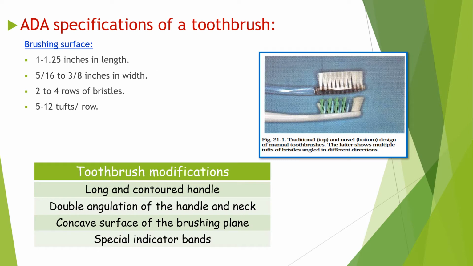It should be 1.25 inches in length, 5/16 to 3/8 inches in width, 2 to 4 rows of bristles, 5 to 12 tufts per row. Then there are also modifications, such as long and contoured handle, double angulation of handle and neck, and also a concave surface of brushing plane and specific indicator bands.